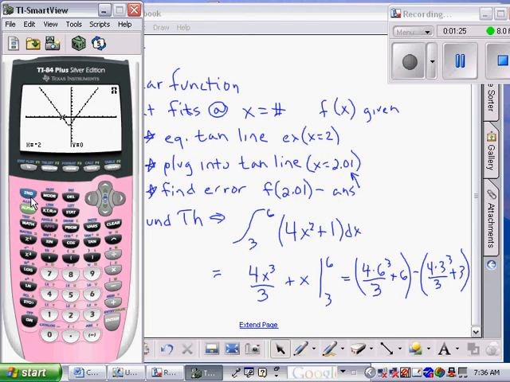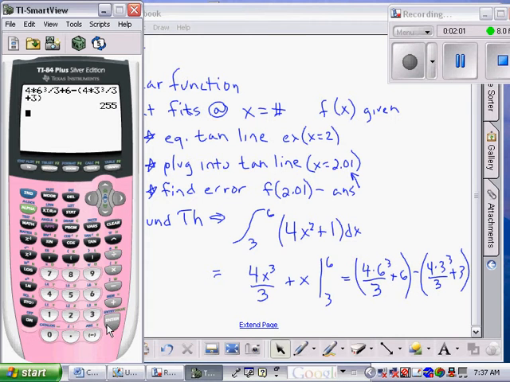Okay, so obviously you can just type that stuff in and get an answer there. 4 times 6 cubed divided by 3 plus 6 minus, and then 4 times 3 cubed divided by 3 plus 3. I'm just doing this so we can see if we get the right answer. Okay, so that's what you get doing it by hand, basically.